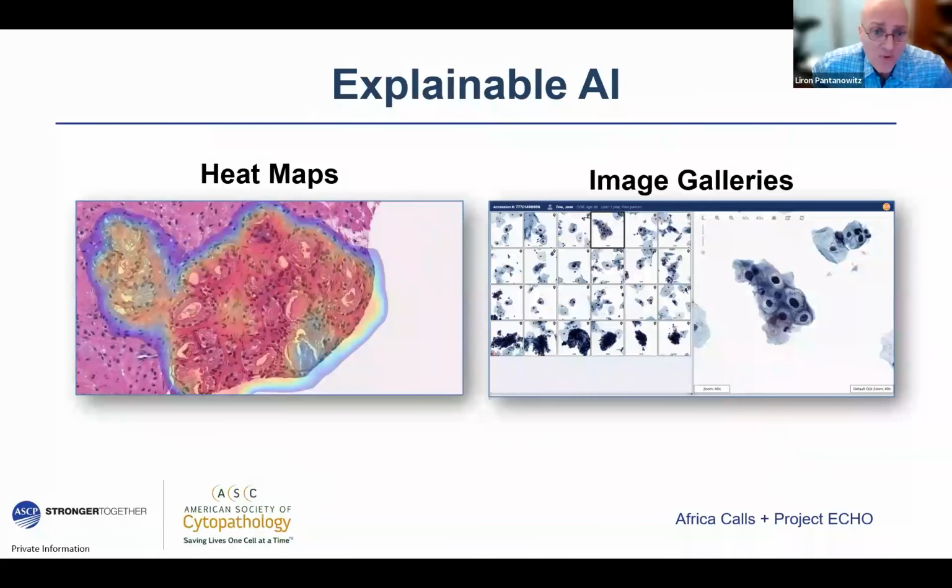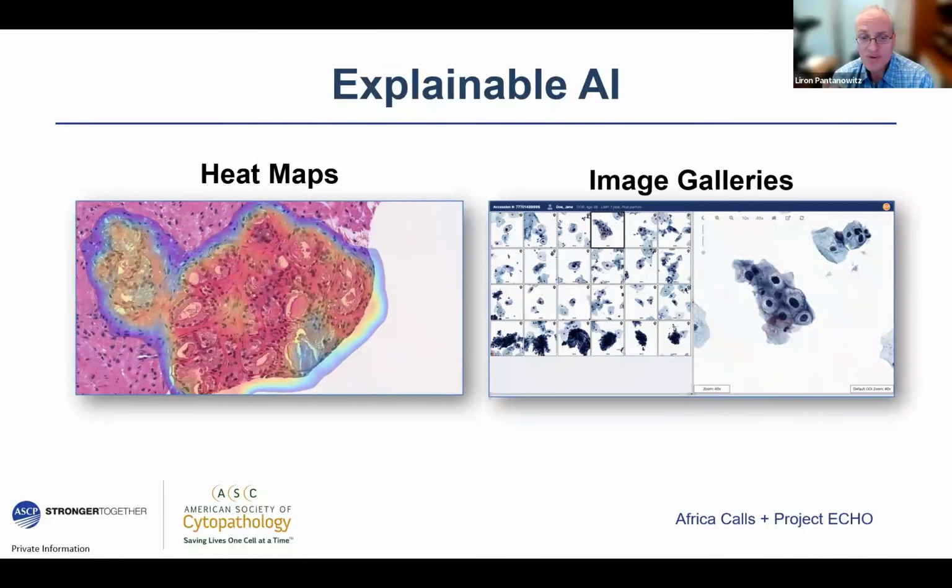Now, when the algorithm provides us with an output, usually that is interpreted best by data scientists and computer scientists, because there's a lot of numbers, mathematics, statistics, and probabilities, which doesn't really help us as practicing pathologists and cytologists. What we need is something a little bit easier, in what we call explainable AI.